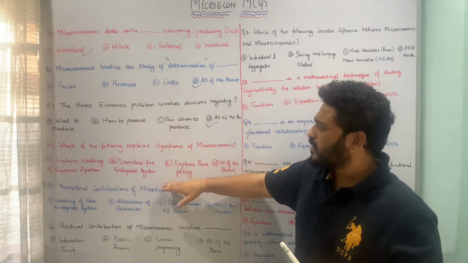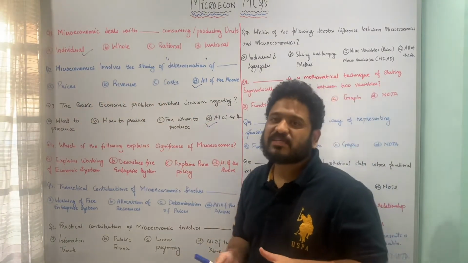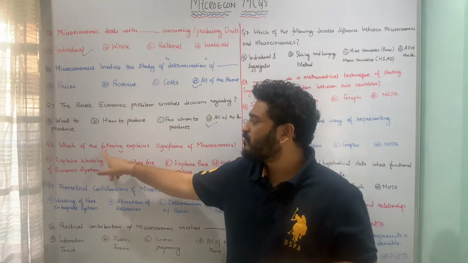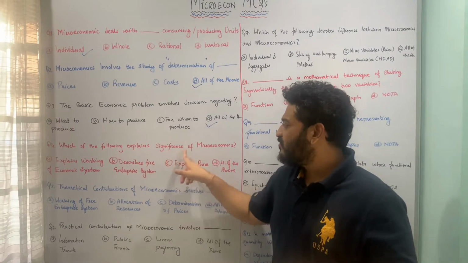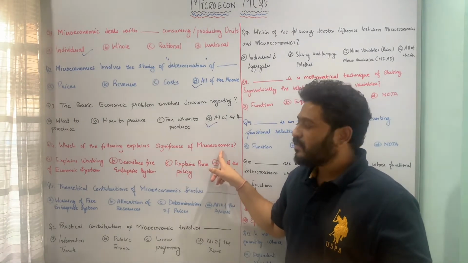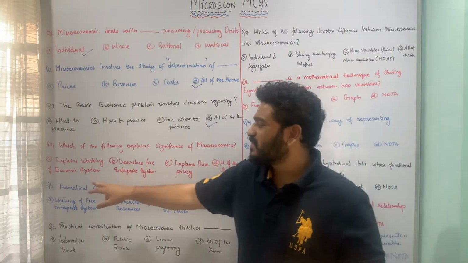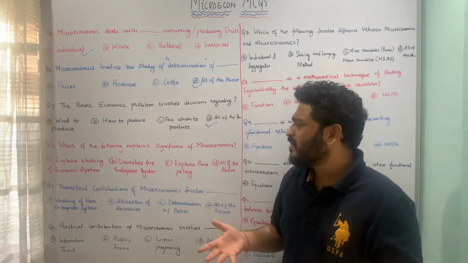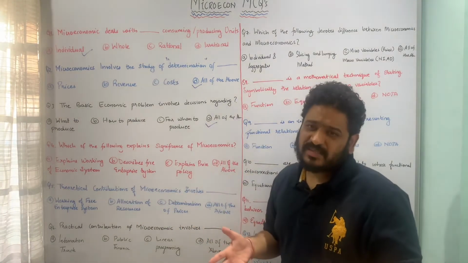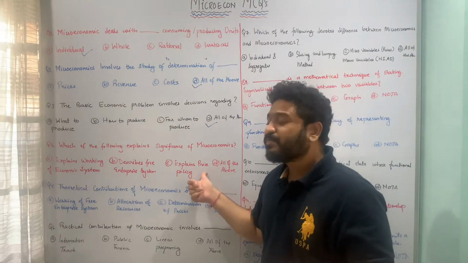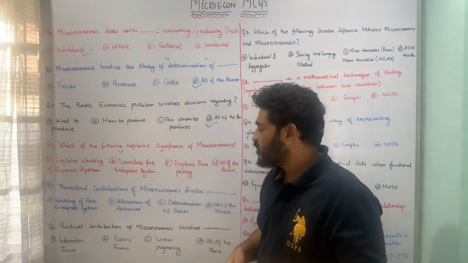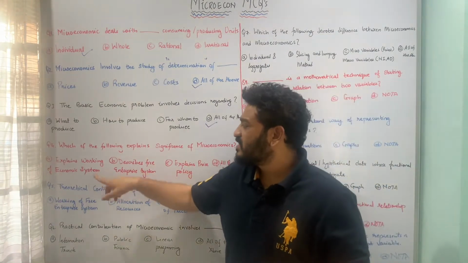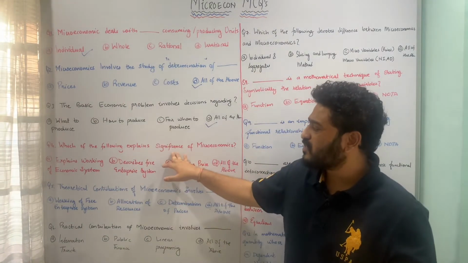Let us now move to the next question, which is talking about the significance of microeconomics, and the question is framed in this fashion. Which of the following explains significance of microeconomics? Let us look at the options. First is, it explains working of economic system. It also helps in describing free enterprise system. Then it also explains price policy formulations and all of the above.